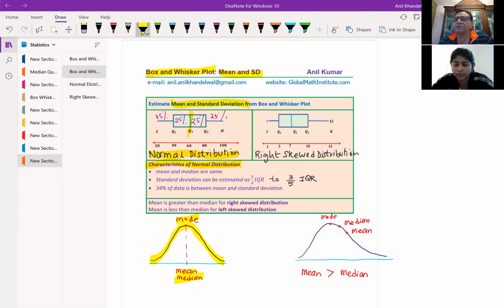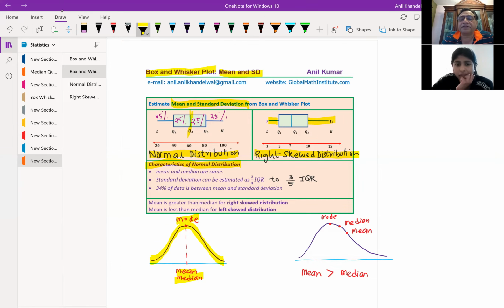How do we answer a similar question when the data is not that well normally distributed? We say in that case, it is skewed. Either it is more towards the left side or more towards the right side. So the whisker length, in the second example, you see the whisker length on the right side is much longer than on the left side. So we say this is a right skewed distribution.